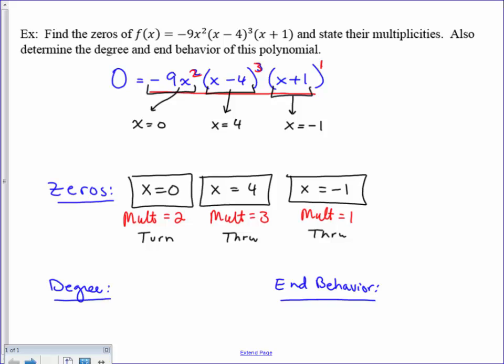Now, our degree usually comes from the leading term of a polynomial. Technically, this is not in polynomial form. Polynomial means strictly a sum or difference of terms. Here we have a product of terms. So this is actually not in polynomial form. However, we can still figure out the degree by adding the multiplicities. So if you have something that's factored out, to determine the degree, add up the multiplicities.